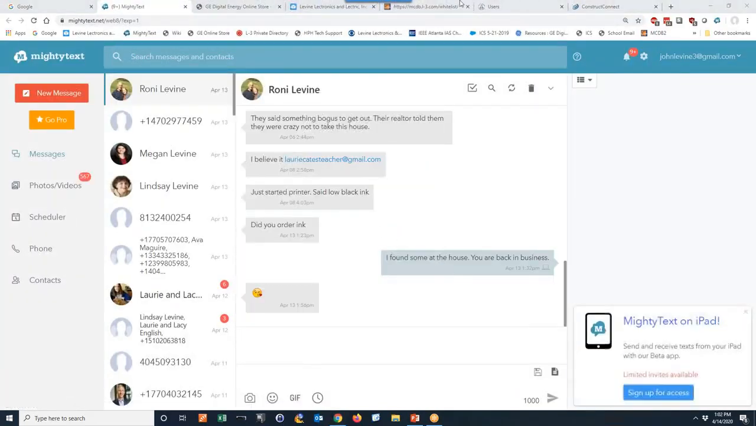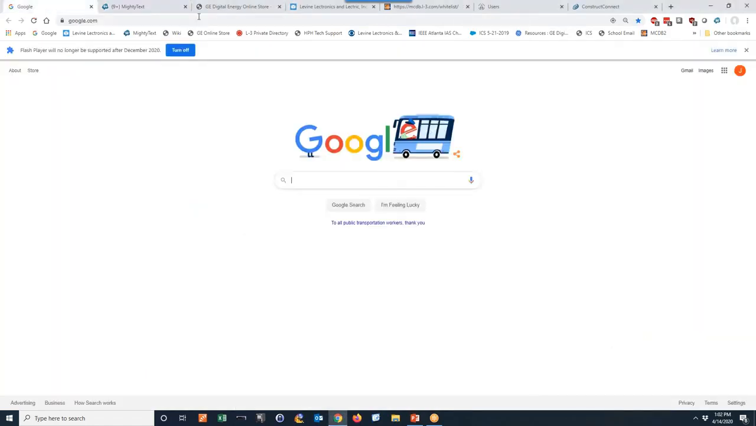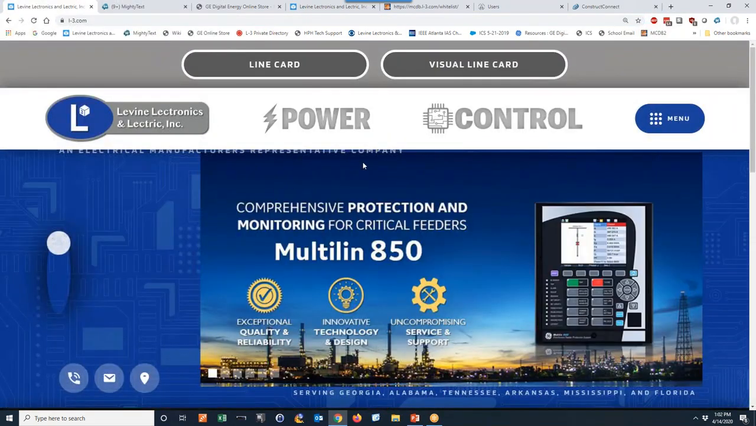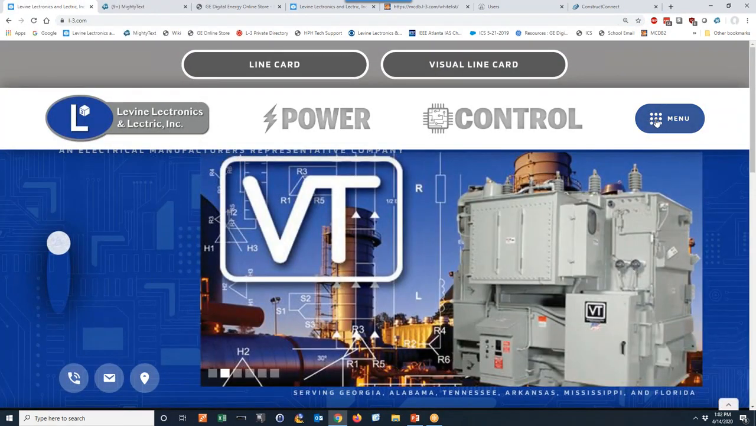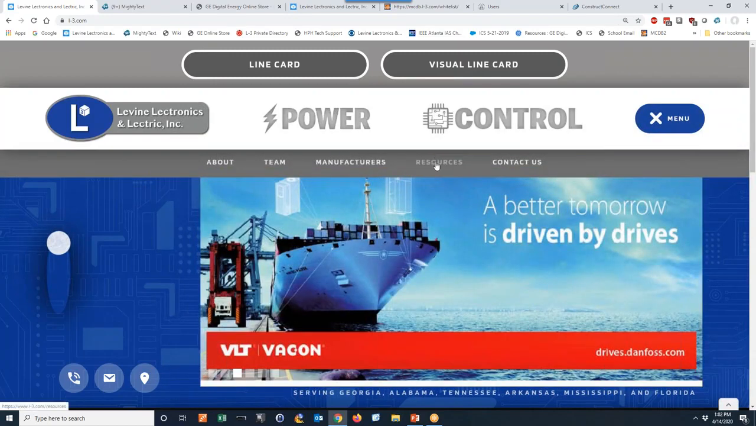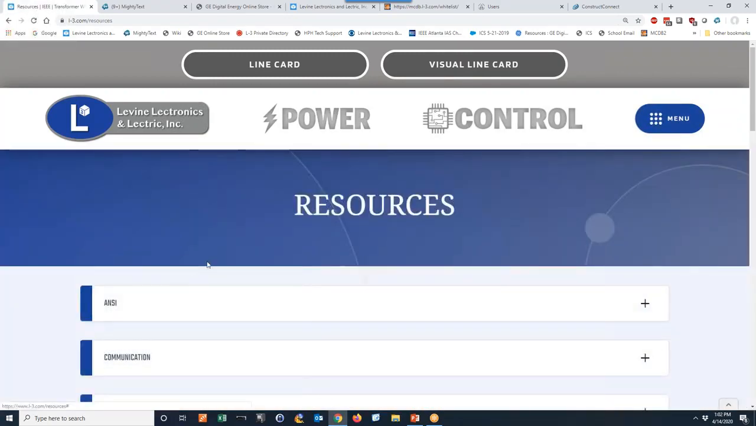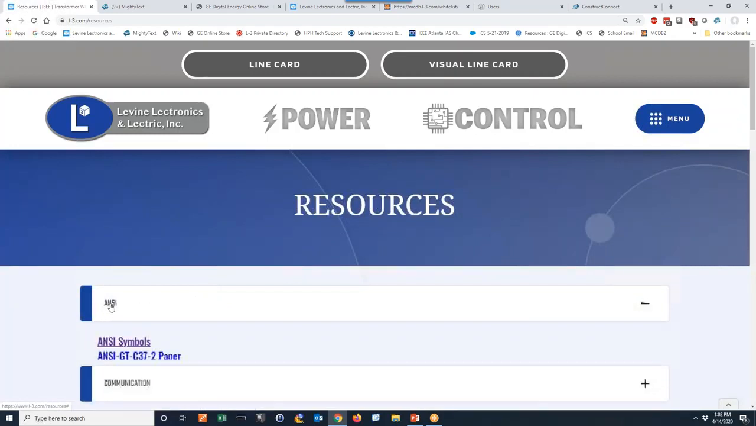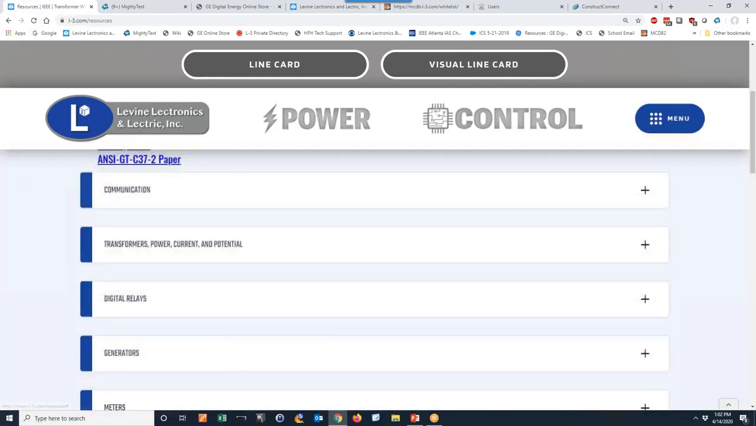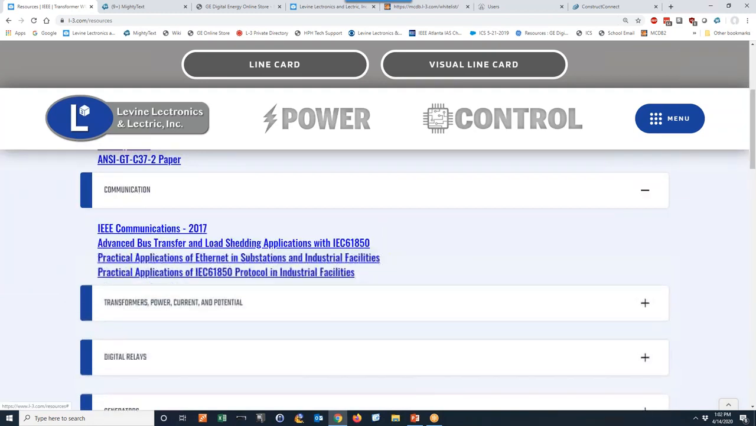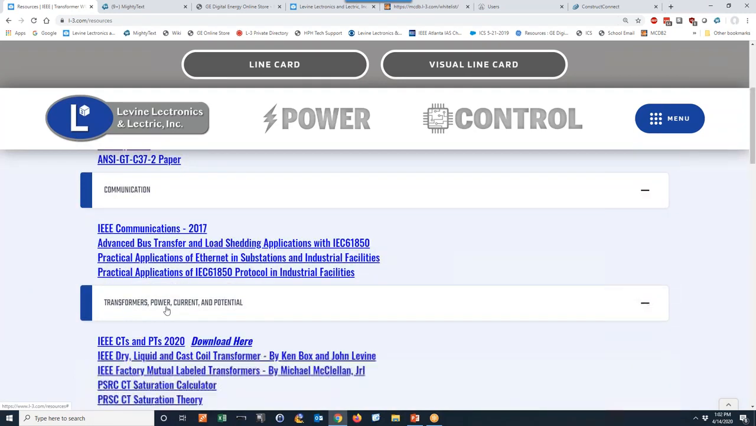I've got to slide this over. Okay. Well, let me just do it this way. I've got it. Well, here's the link. Okay, there we go. Okay, so this is our home page. If you click on menu, resources, here's a bunch of great resources we've got. If you need the ANSI symbols, there's all the ANSI symbols. I teach classes on communications. That's some of those. Under Transformer Power, here's the CTPT presentation. So you can download it right there.